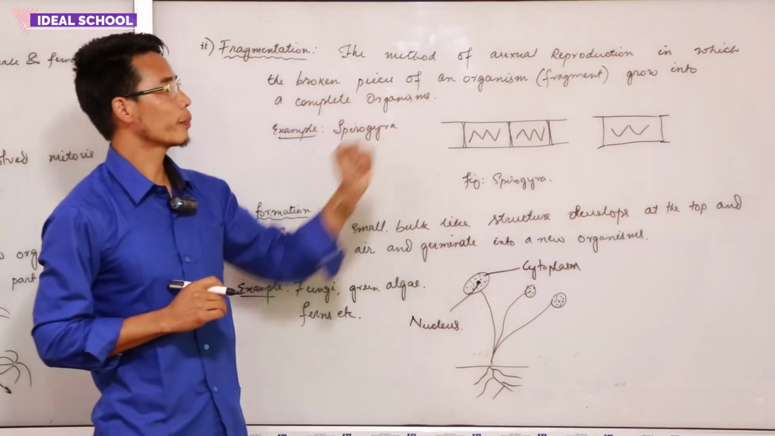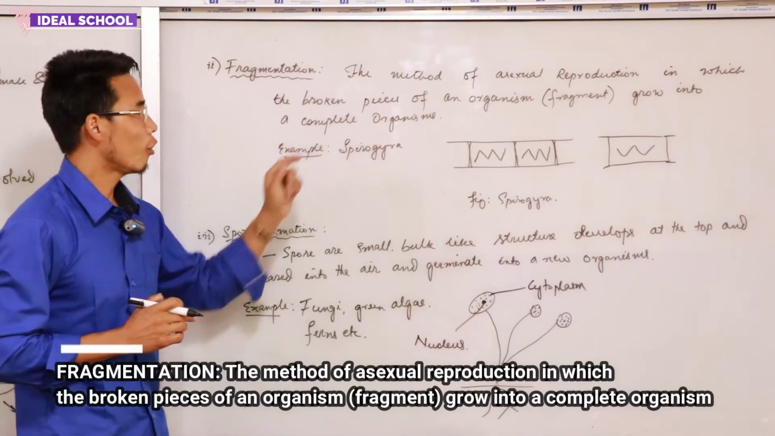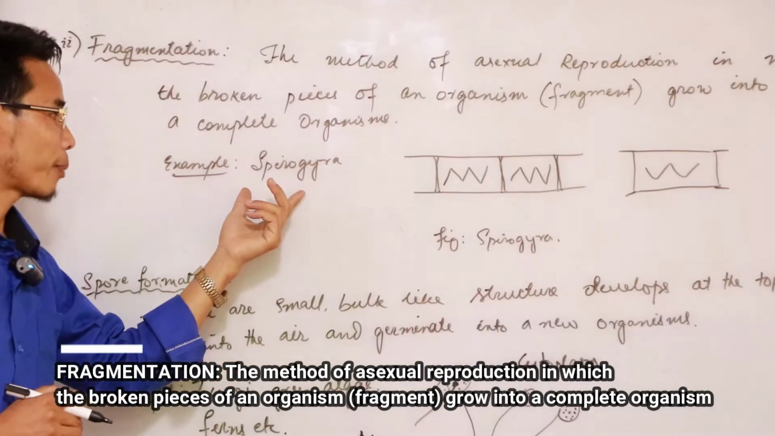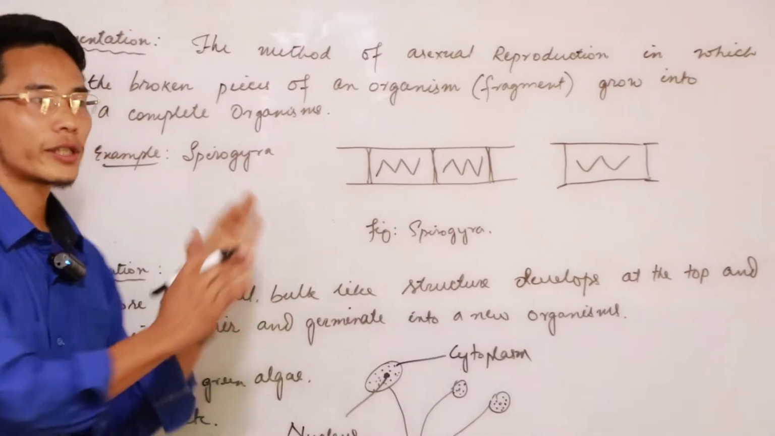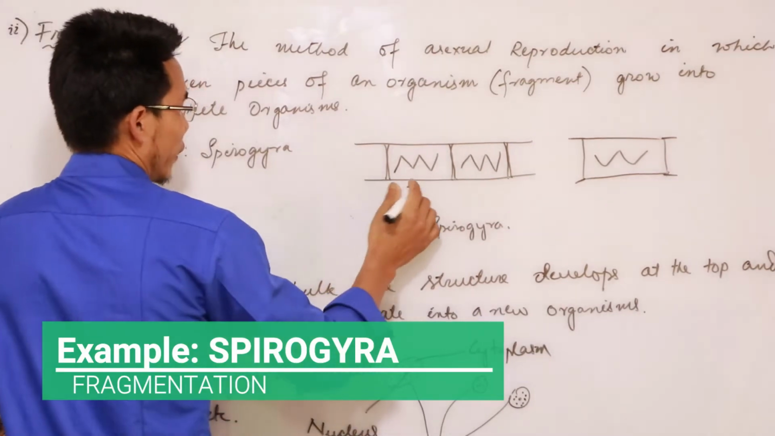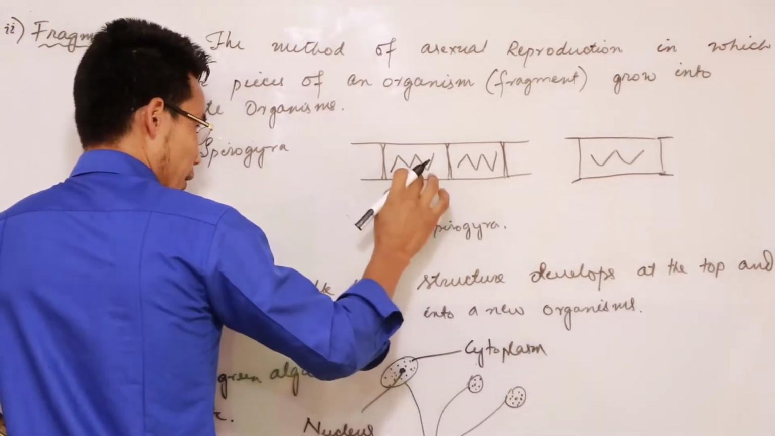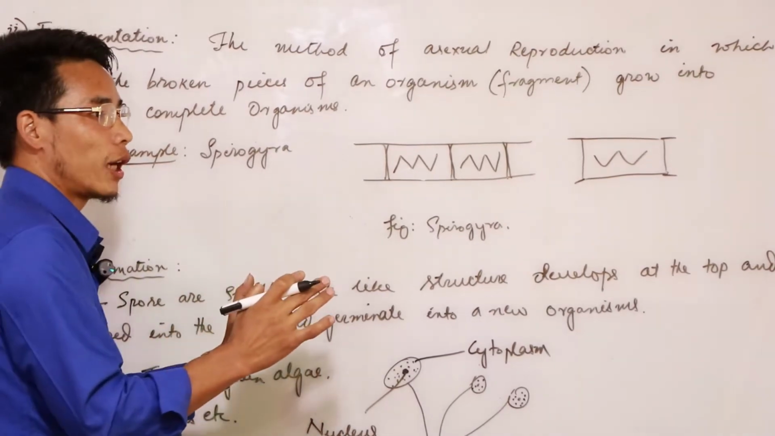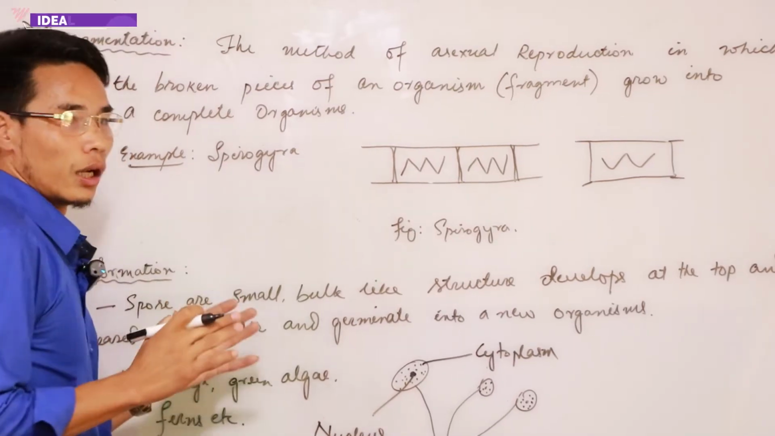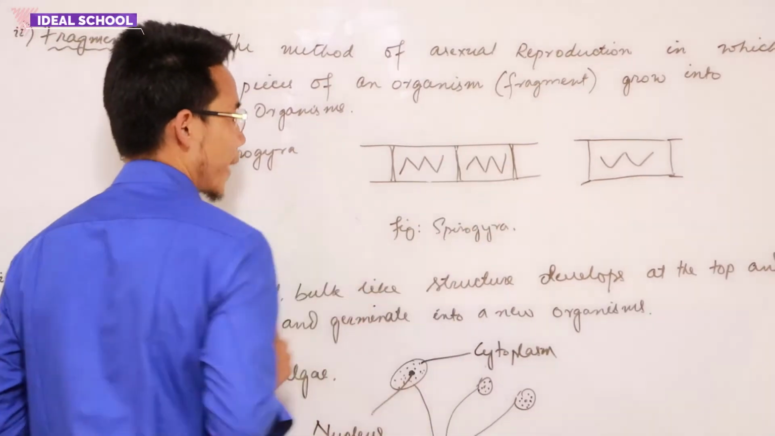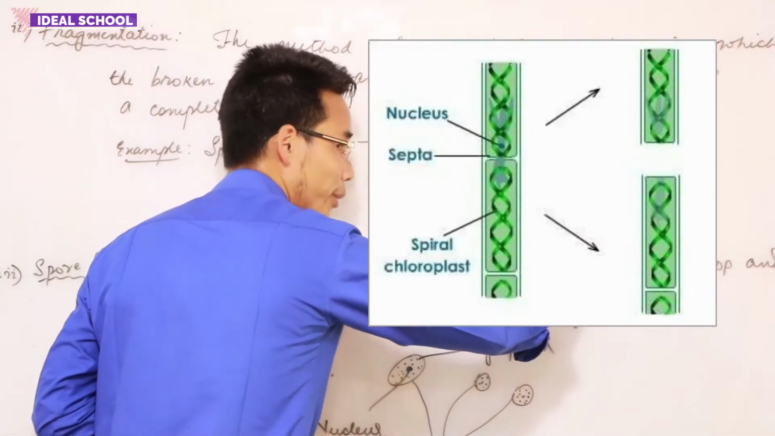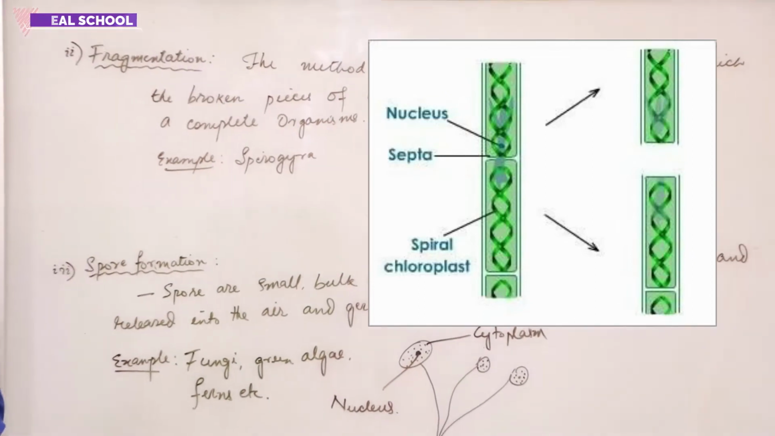Fragmentation is the method of asexual reproduction in which the broken pieces of an organism, or fragments, grow into complete organisms. An example is spirogyra. In this, spirogyra looks like a sugar cane. When this spirogyra is broken into pieces, the broken parts of spirogyra can also grow into new organisms.